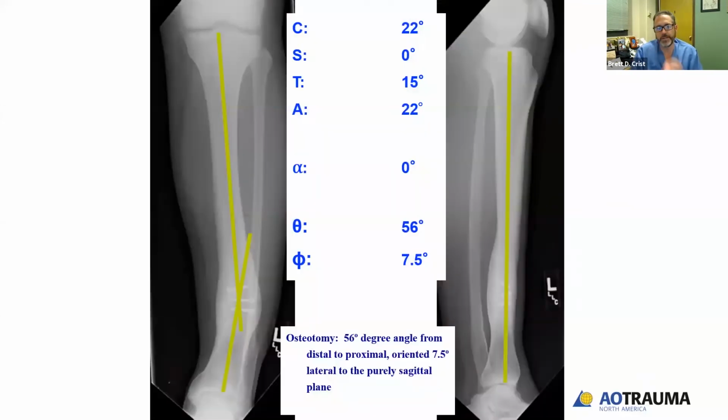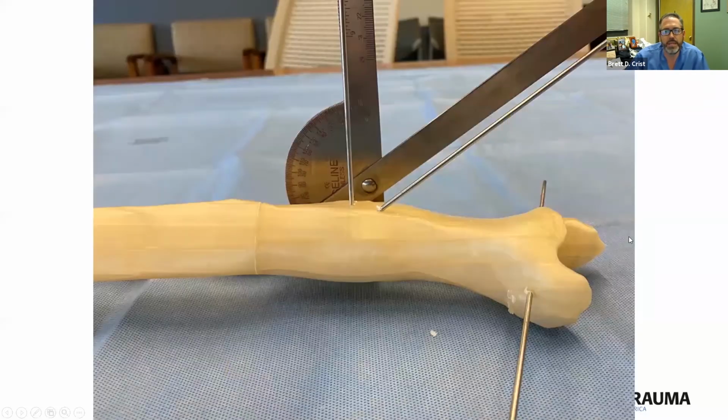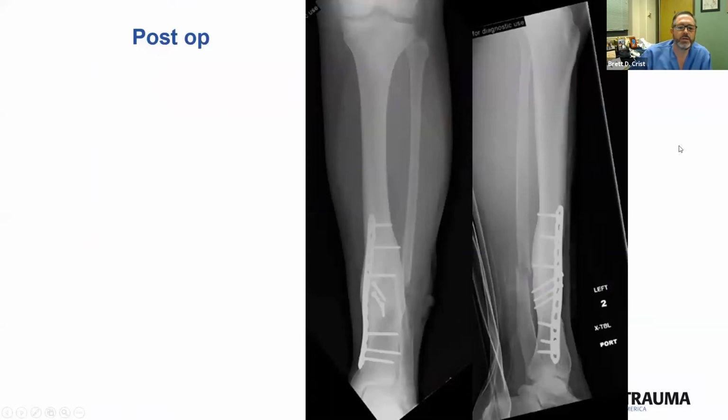So this is for that particular case that he made the model for. So these are all the angles that are shown. And so it's a 56-degree angle osteotomy from proximal to distal, oriented 7.5 degrees lateral to the purely sagittal plane. And you can see that here, these are the pins that set up for basically the oblique osteotomy in relation to the perpendicular to the no deformity. And then this is what it looked like post-operatively. And you can see that there's a ton of compression with the lag screws and then protection with the modified plate.